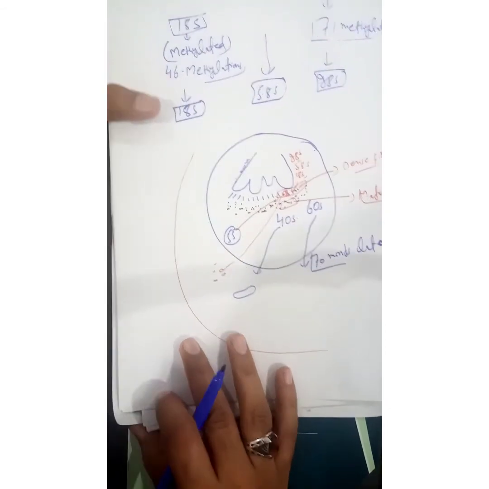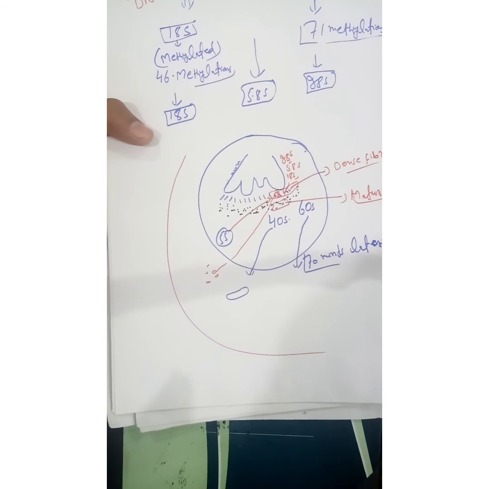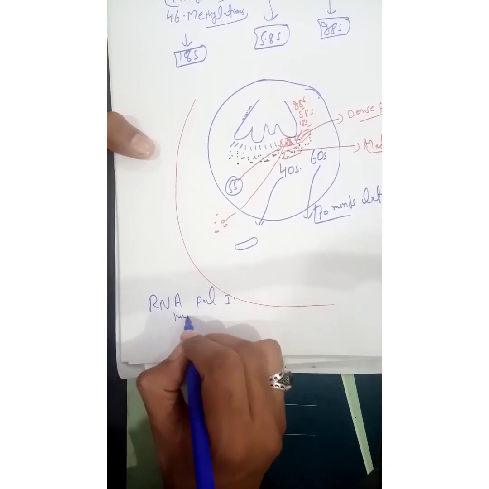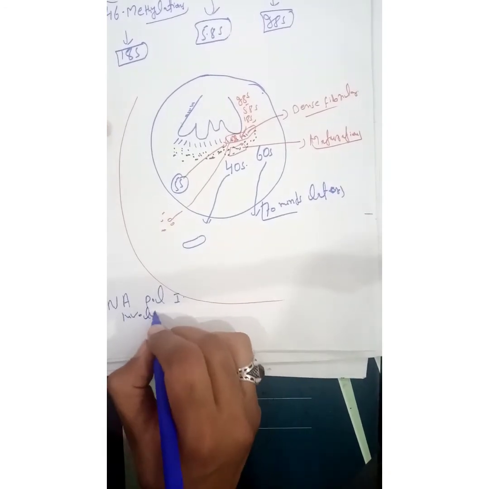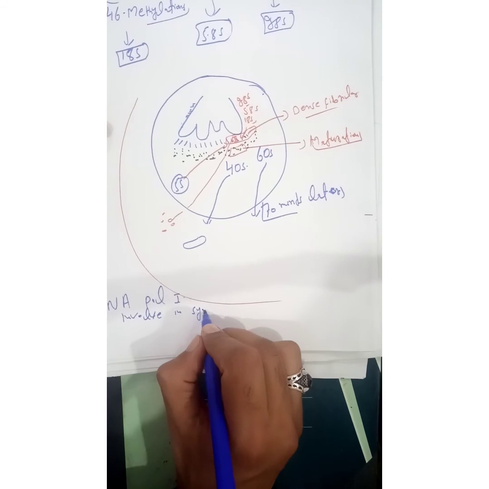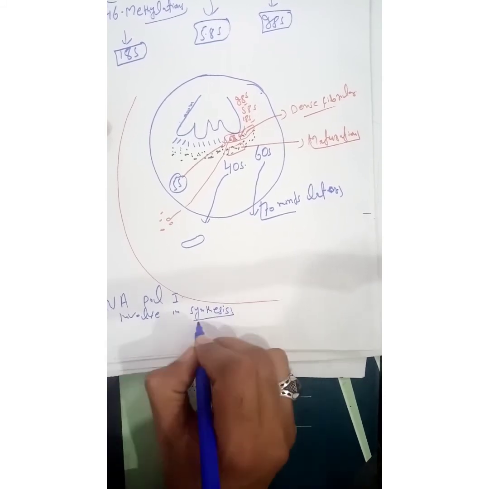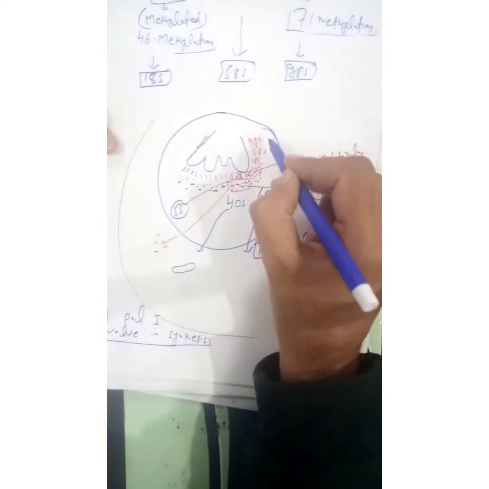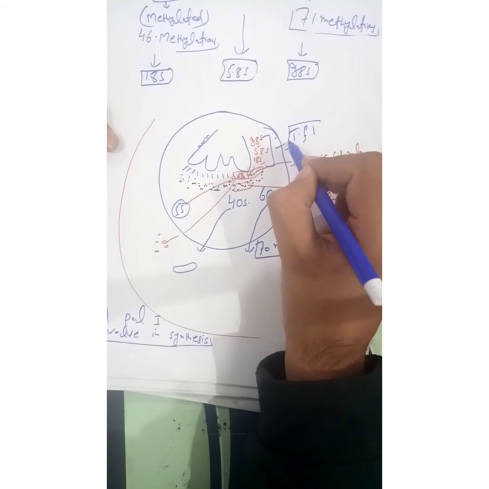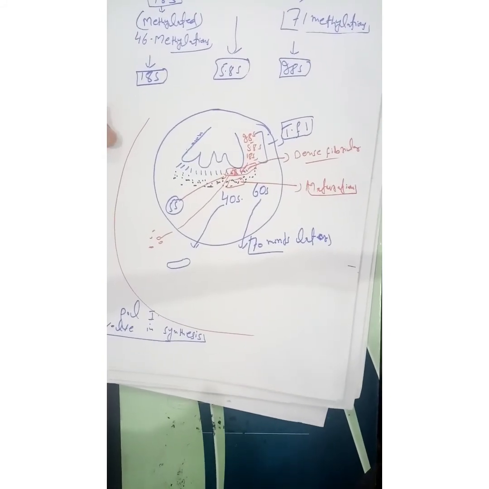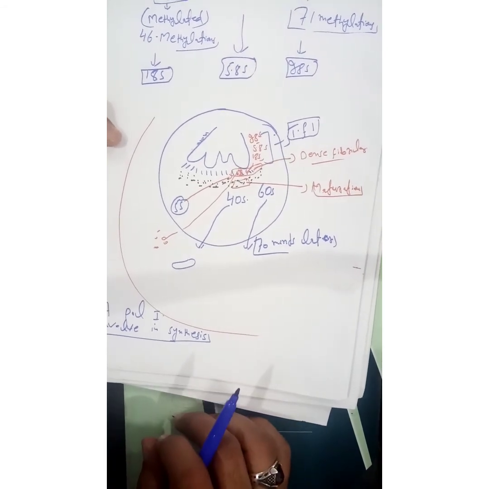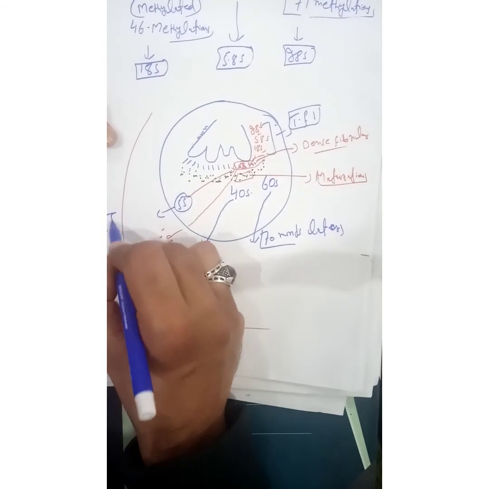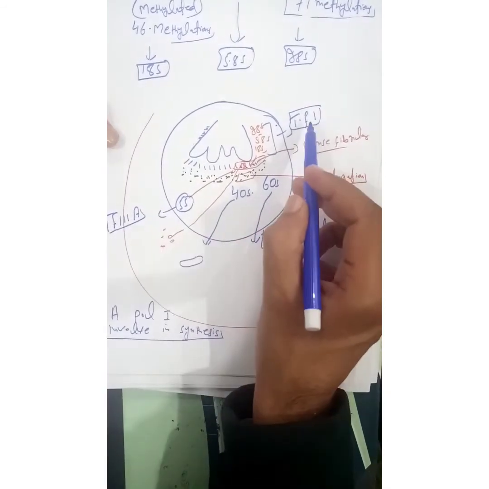In the synthesis of ribosomal RNA subunits, RNA polymerase 1 is involved, and also some transcription factors. For example, in the synthesis of these three subunits, transcription factor 1 is involved, which activates the process of transcription. While in the synthesis of the 5S ribosomal RNA, transcription factor 3A is involved.